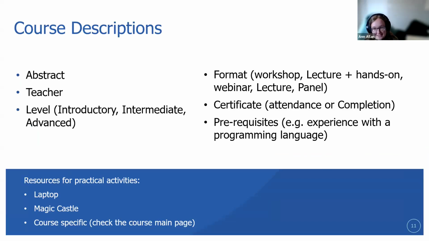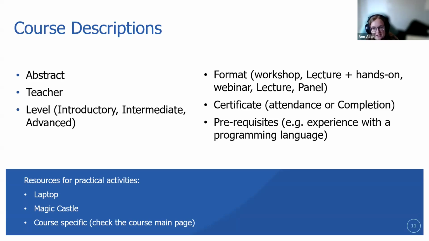I also highly recommend taking a closer look at the course descriptions, which can be expanded under each course. This will provide you with integral information such as the abstract, the instructors, the level. We have three: introductory, intermediate, and advanced. You'll also find the format, which is often described with workshop, lecture, lecture and hands-on, webinar, or panel, but you may find your instructor has provided more detail. You'll also find the certificate information.